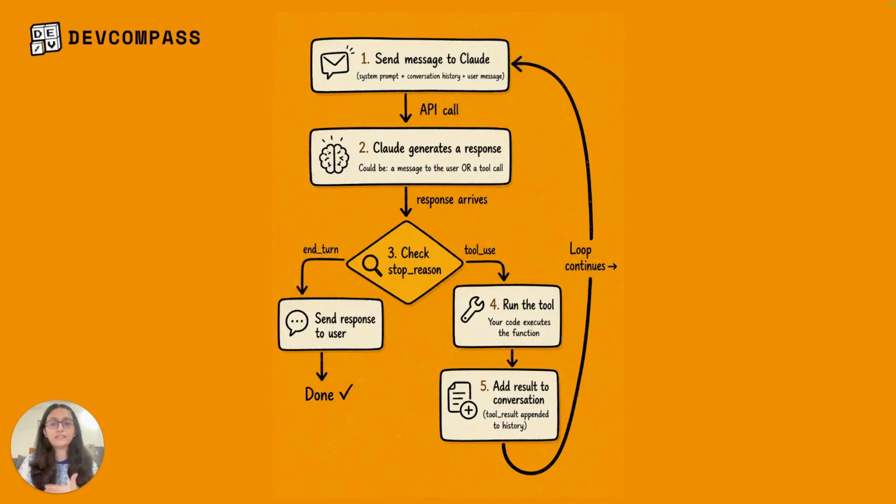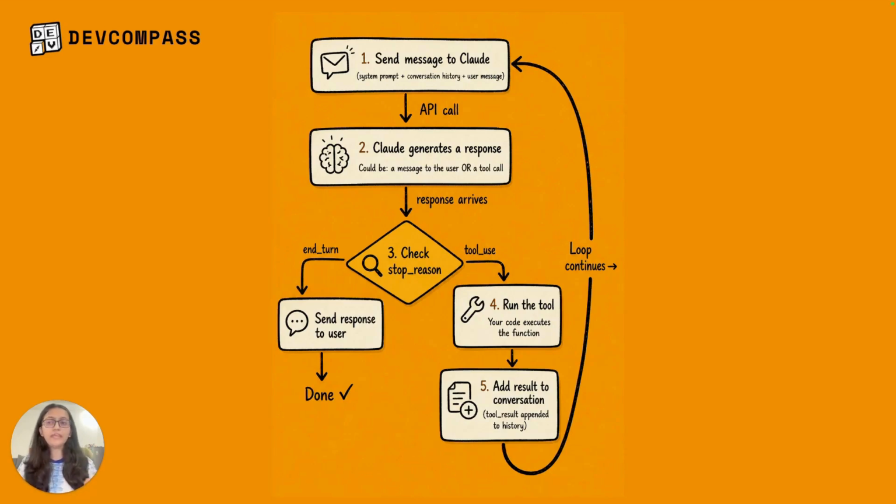Step 4 is run the tool. Your code executes the function that Claude has requested, passing the arguments Claude specified. This is your code running. It's not Claude, because we have seen that Claude is the brain, but there are so many other elements to it, and if you haven't, please go back to the previous video. So Claude made the decision, your code does all the work.